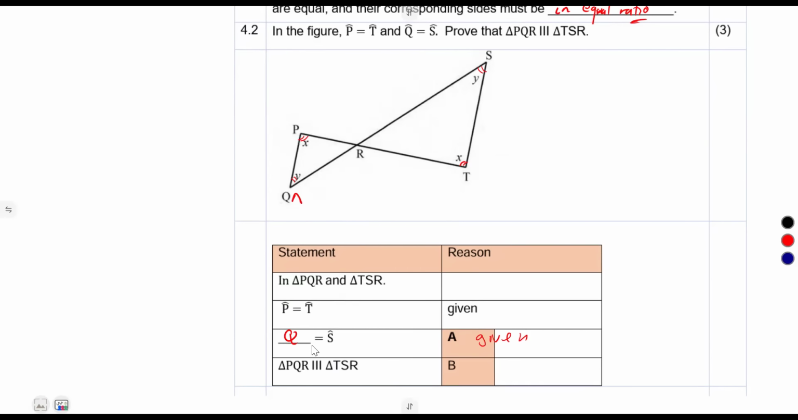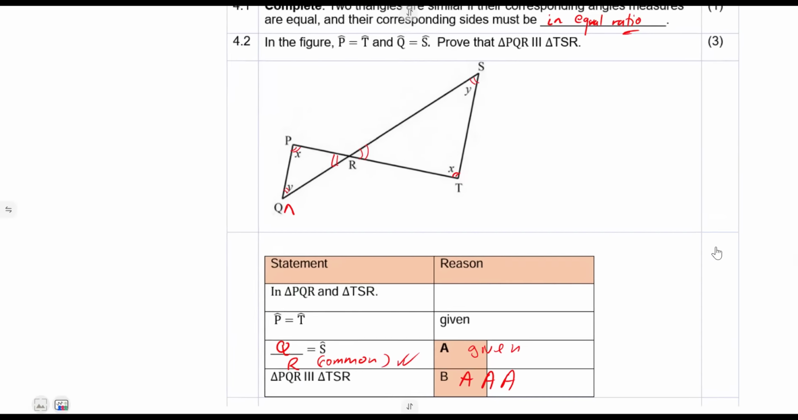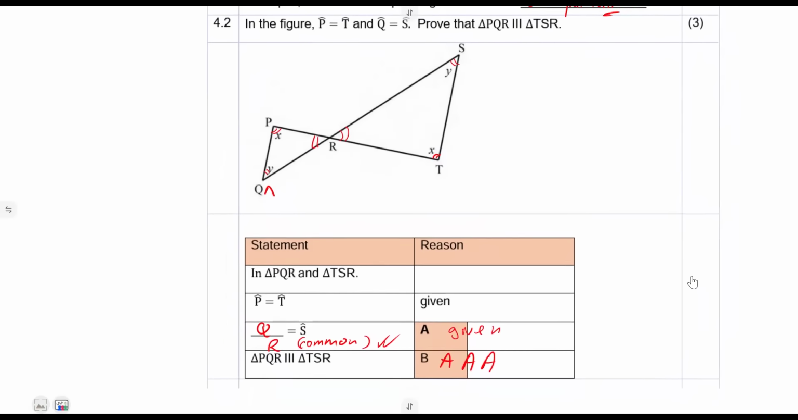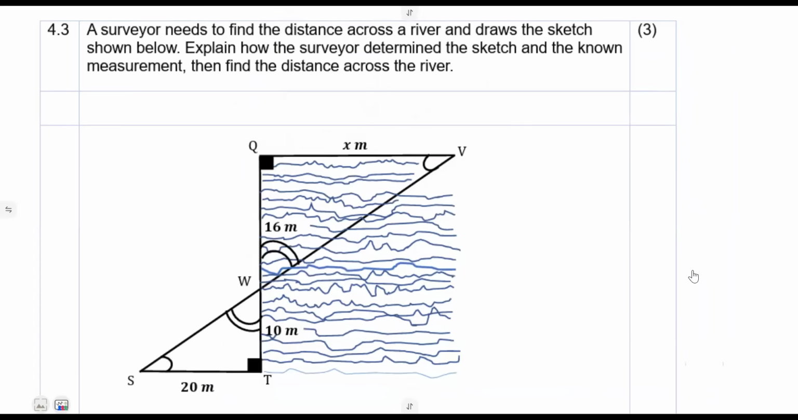So here they left another one. We're supposed to talk about this R there, the remaining one. R is a common angle that we are talking about. So therefore, these will be similar because of angle. That is the reason. So they left another part that you're supposed to put there for us to put R as a common angle. So that's it. Similar figures are equiangular.